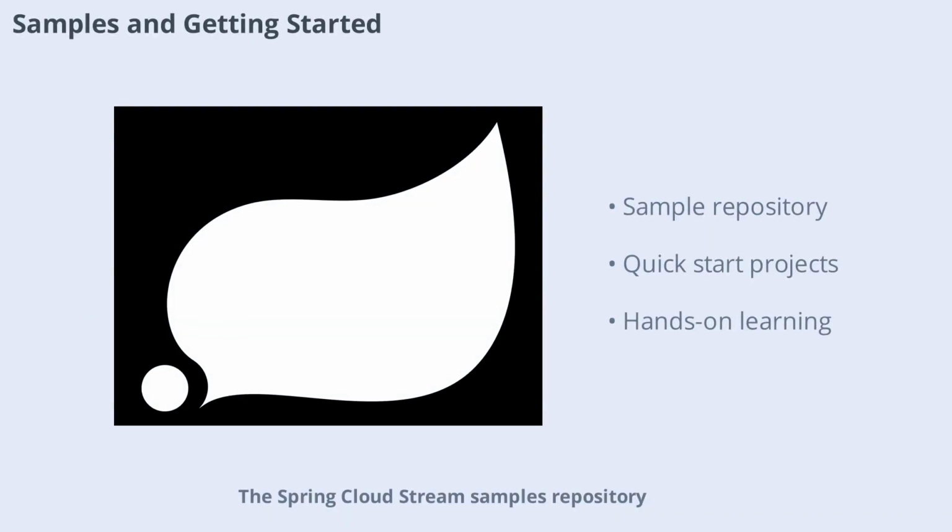The Spring Cloud Stream Samples repository provides practical examples for various use cases. To get started, you can use the Spring Initializr to create a new project, add the necessary dependencies, and implement simple source and sink applications. Running these samples helps you quickly understand the framework's capabilities and best practices.